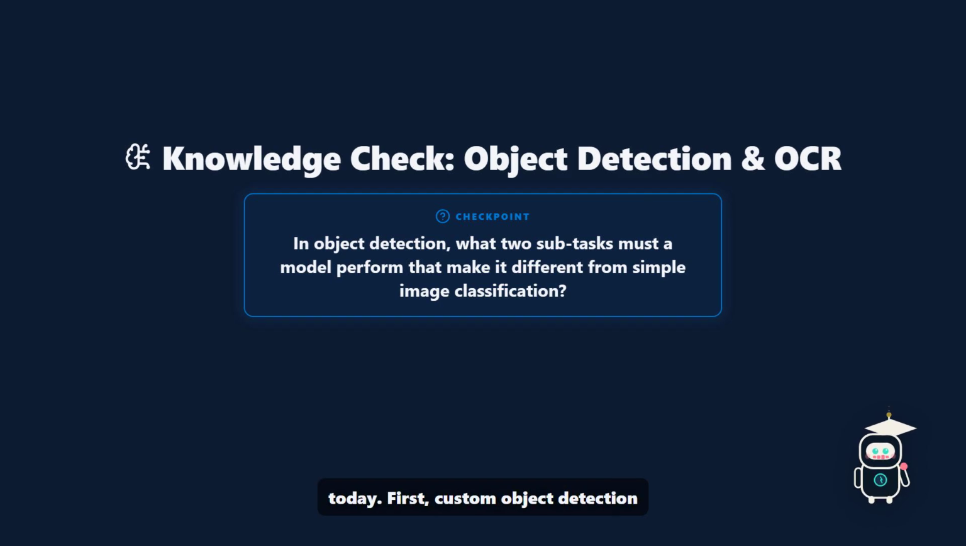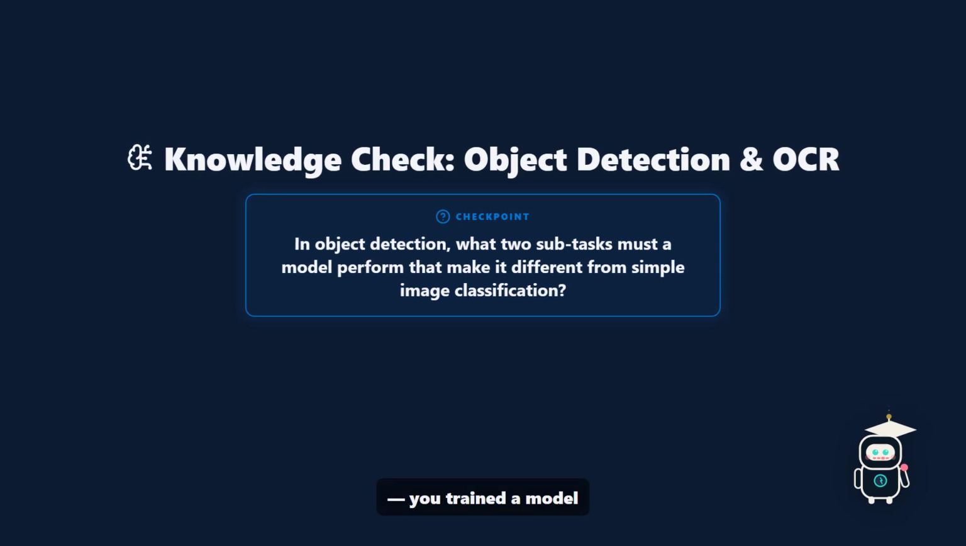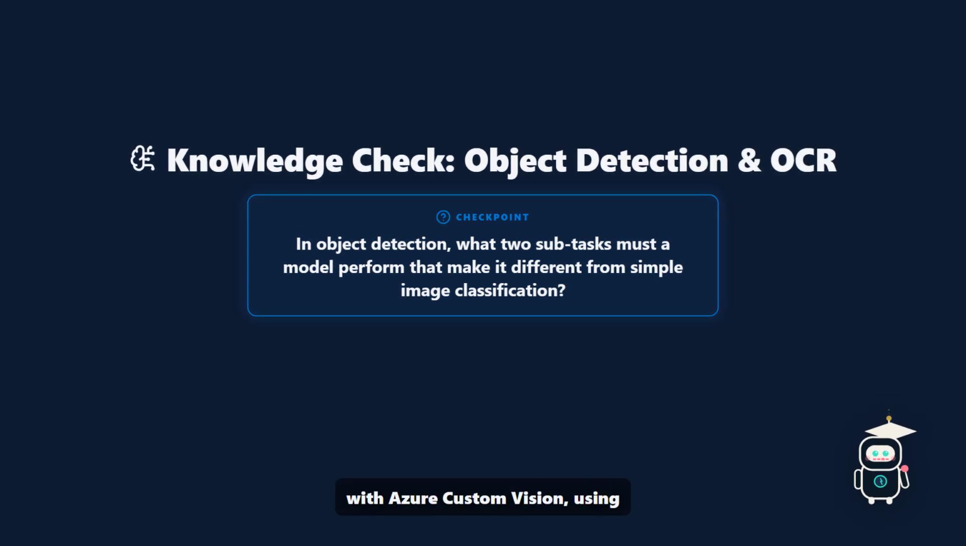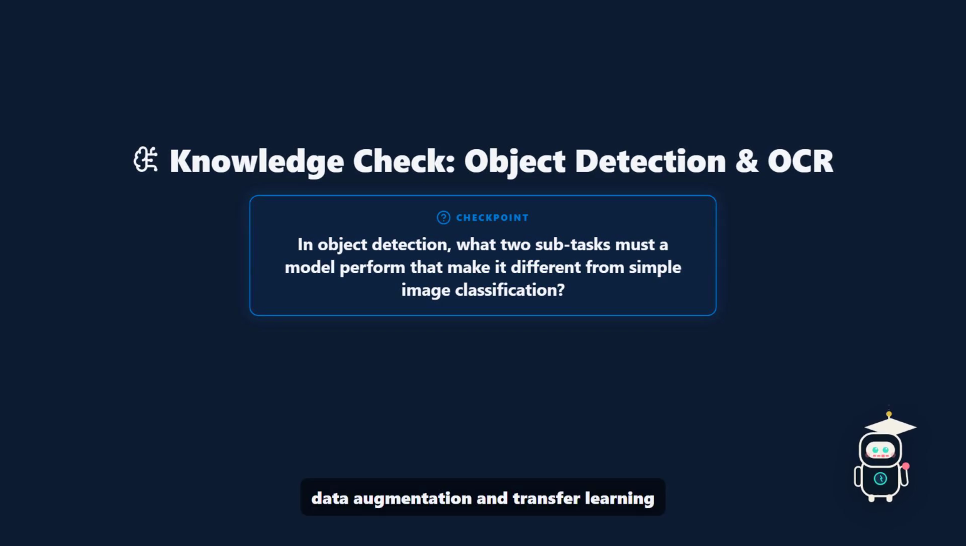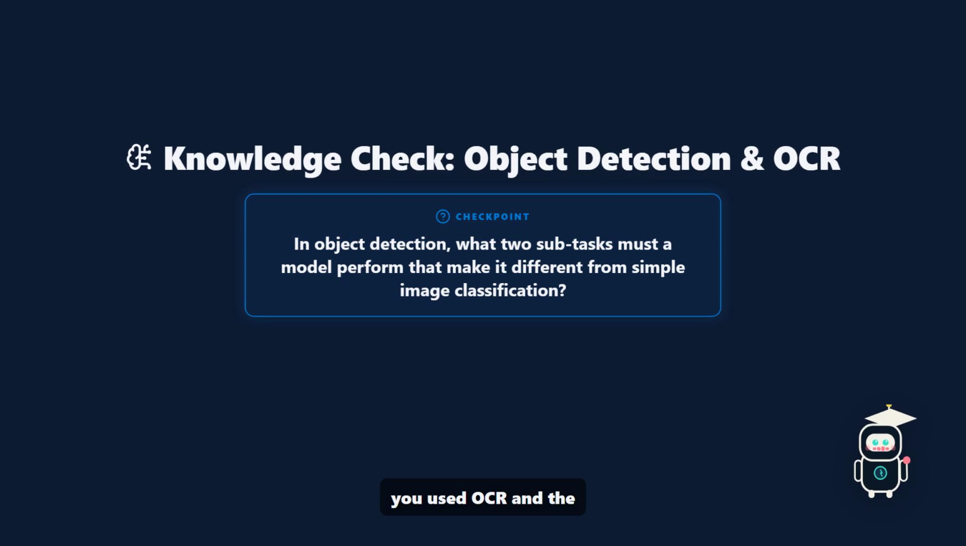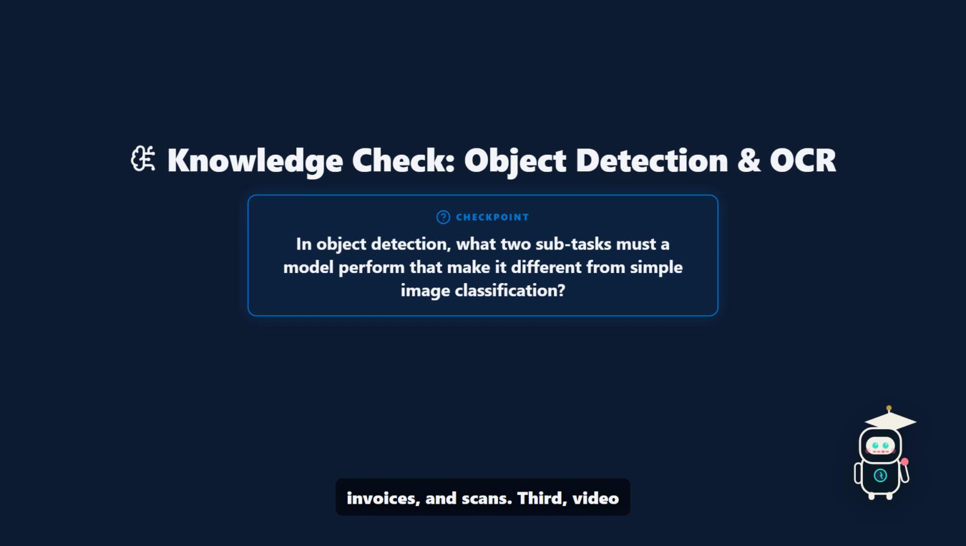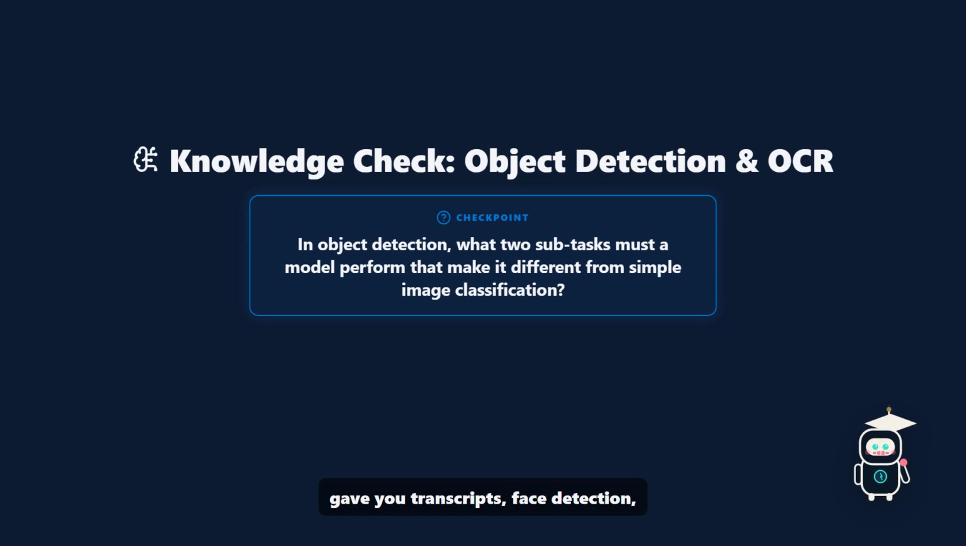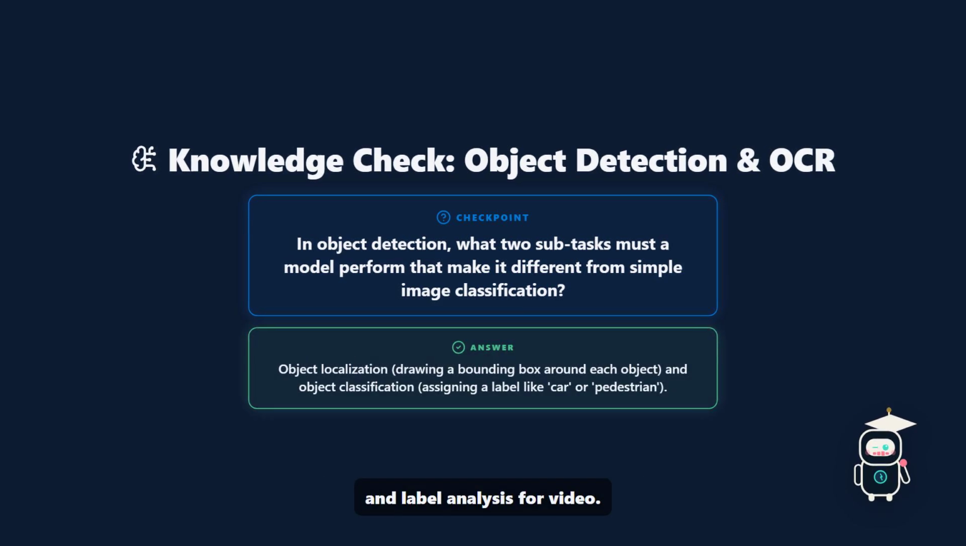Let's recap the 3 pillars of production vision you built today. First, custom object detection. You trained a model with Azure Custom Vision, using data augmentation and transfer learning to catch what generic APIs miss. Second, document extraction. You used OCR and the Azure Read API to pull text and fields from receipts, invoices, and scans. Third, video intelligence. Azure Video Indexer gave you transcripts, face detection, and label analysis for video.